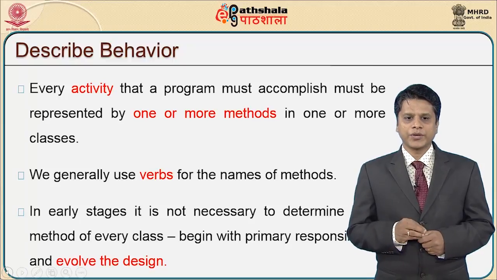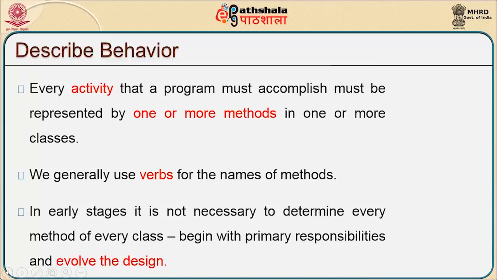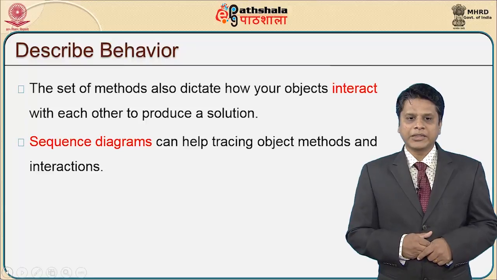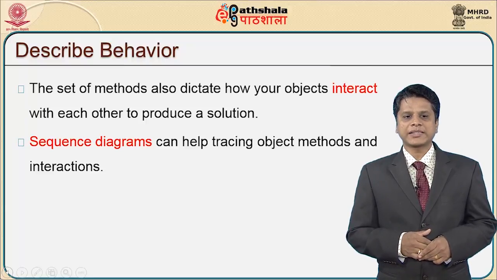So we generally use verbs for names of methods. In early stages, it is not necessary to determine every method of every class. Begin with primary responsibility and evolve the design. In the beginning of the design phase, we may not be able to appropriately mention the primary responsibilities. We can start defining the design, but as time goes on, we may have to define the individual behavior and its responsibilities. The set of methods also dictates how your objects interact with each other to produce a solution.